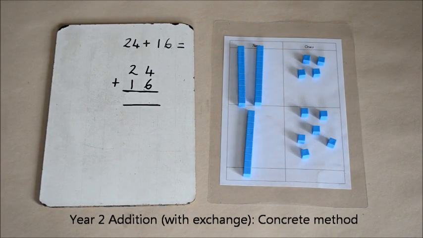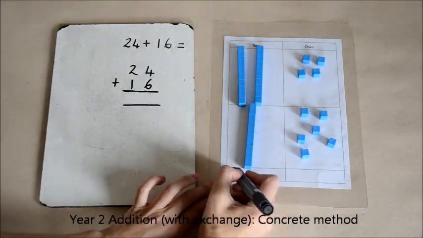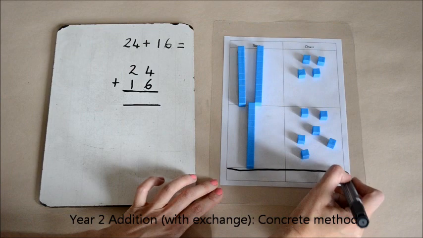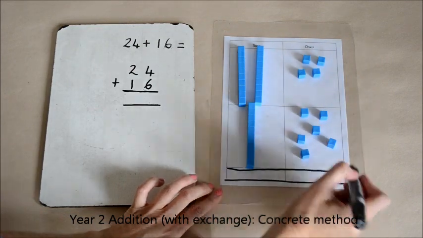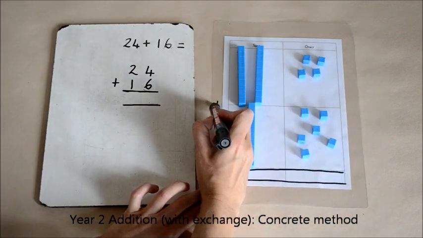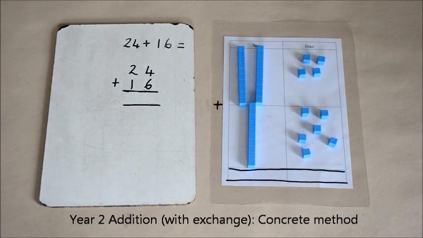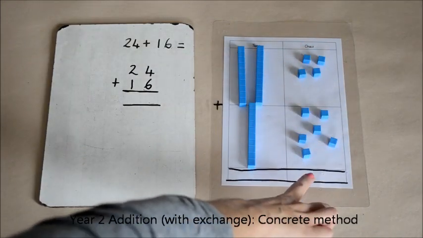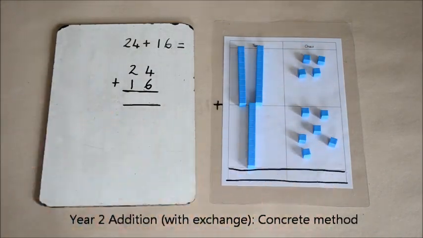With all calculations, we're going to write the equal sign underneath. I'm going to add the addition sign next to it so I know that we are adding both numbers together. With all calculations, whether it's addition or subtraction, we always start on the right hand side. In this calculation, we're going to add up the ones together.